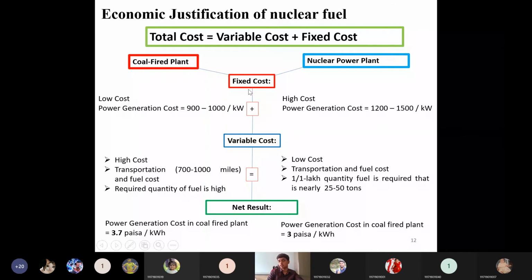This fixed cost is also known as capital cost, and the variable cost is also known as operating cost. The operating cost of the coal fired plant is very high, while the operating cost of the nuclear power plant is very low. Why?